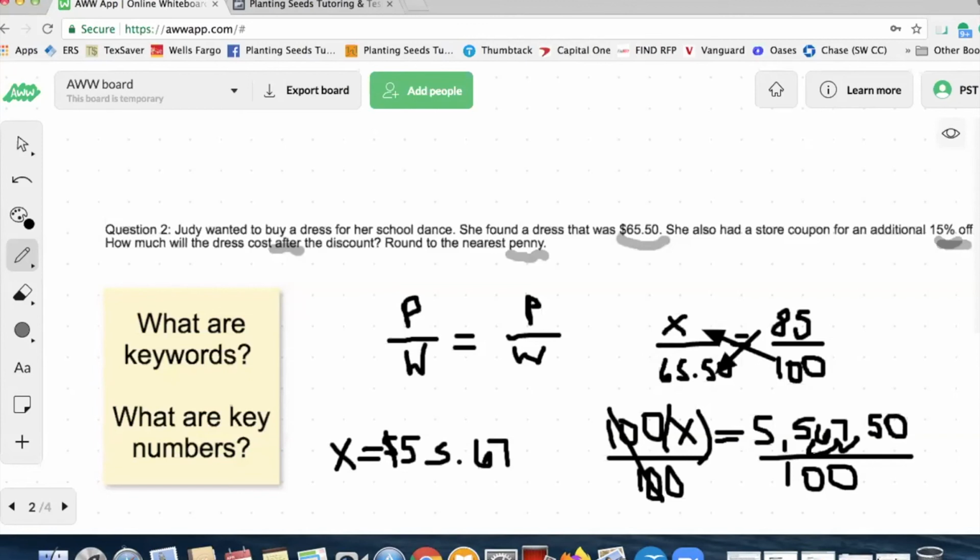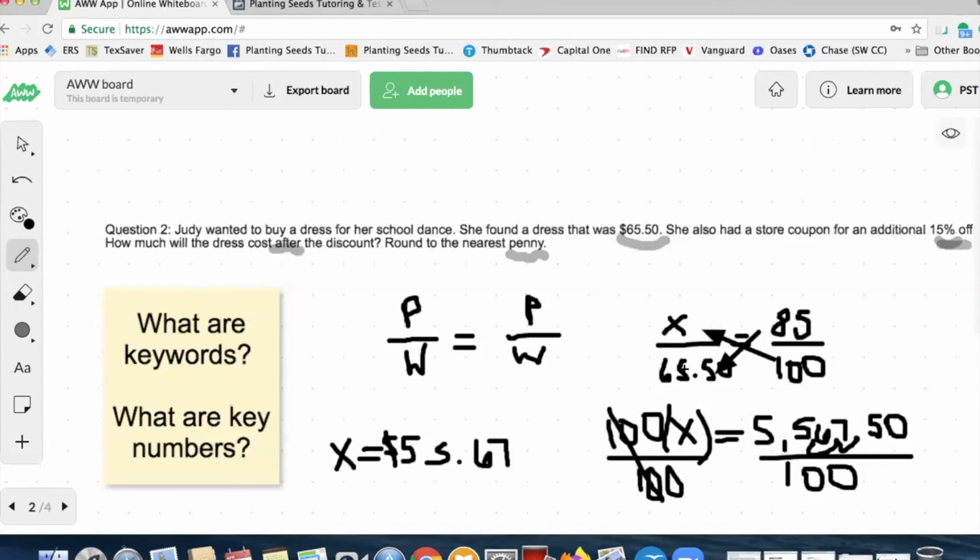There are going to be times when a teacher may say no calculator usage. So now you know this trick. Just drag it over 2 times, move your decimal, and you'll get your answer, $55.67 you pay for the dress. In other words, that would be 85% that you pay for the dress.